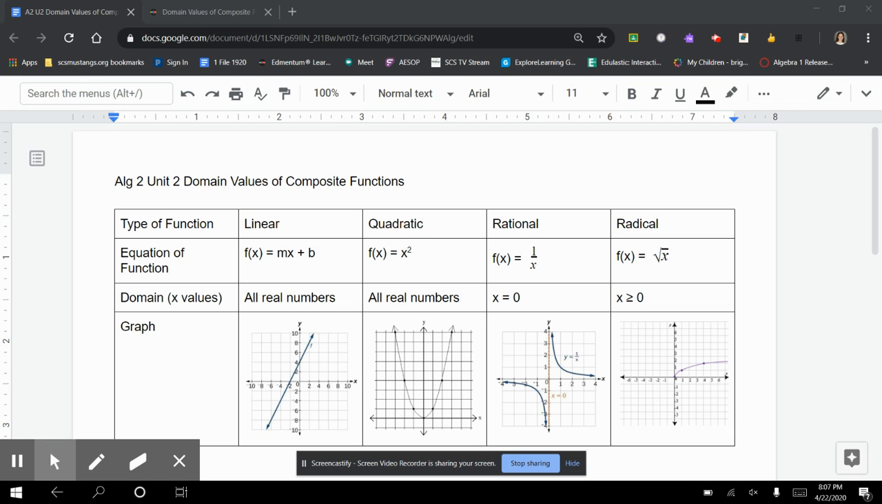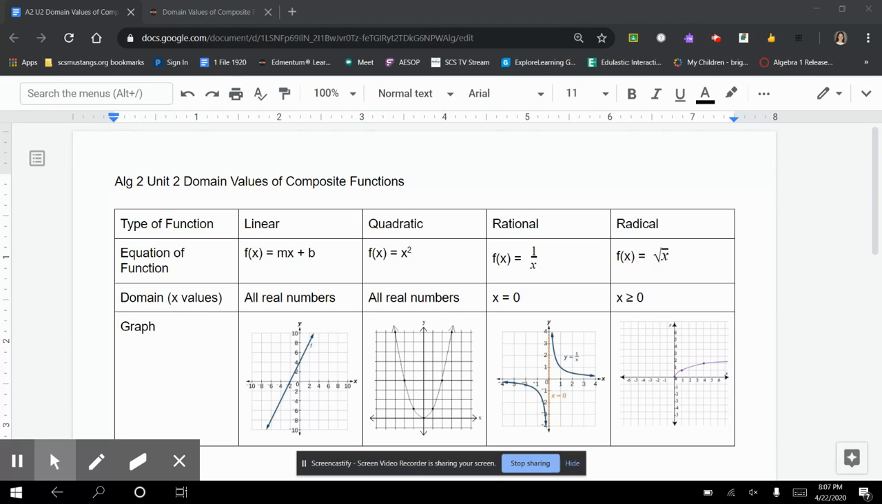Hey there guys, in this video we're going to take a look at our lesson on domain values of composite functions. It's mostly a continuation of the last lesson that we did together, where Ms. Schaefer took a look at composite functions with you. It just takes it one step farther and says, okay, that value that you found, or these values that we're looking at, are they in the domain for what we're looking at?